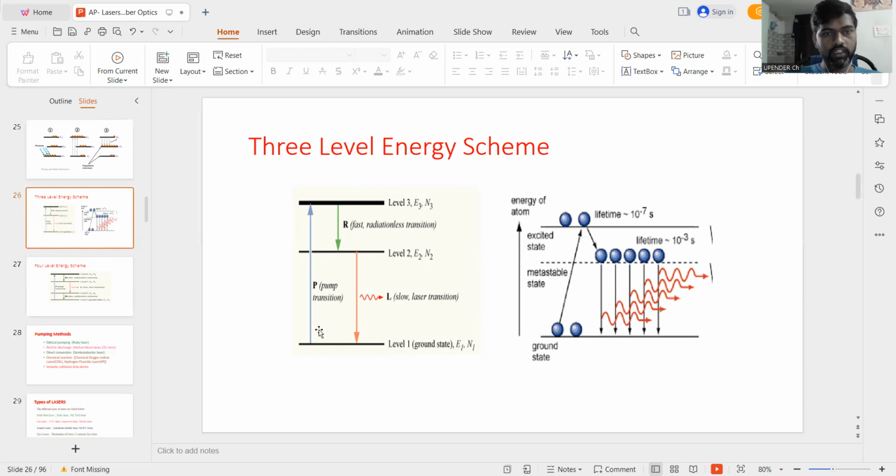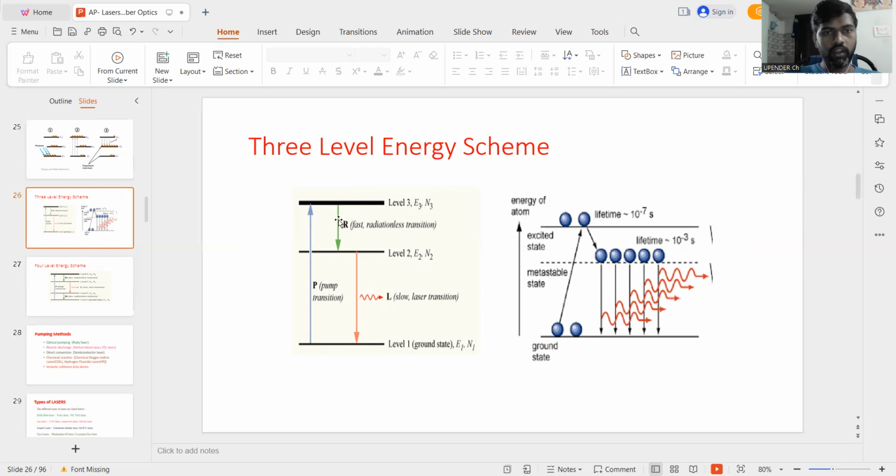E1 is the ground state energy level, or low energy state. The next one is the E2 energy level, which is called the metastable state. The other one is called the pumping state. E3 is called the pumping energy state. From this E1 energy level to the excited state, the pumping transition takes place, so that atoms are excited to the excited state, called the pumping energy state.